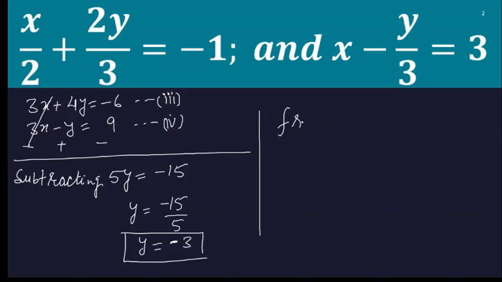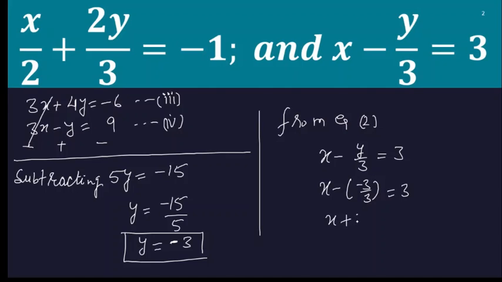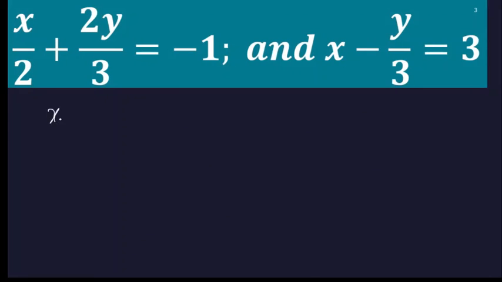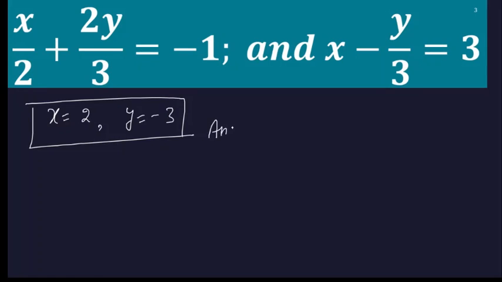So from equation number 2, because it looks easy, x minus y upon 3 equal to 3. The value of y is minus 3, so minus 3 upon 3, so x plus 1 will be 3. So I found x is equal to 2 and y equal to minus 3. This is the solution, which is called the answer.